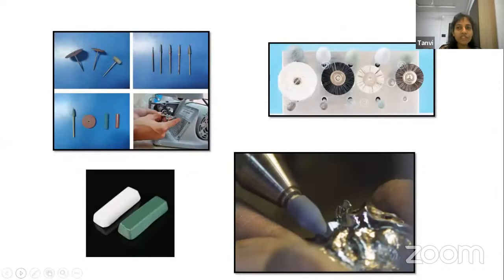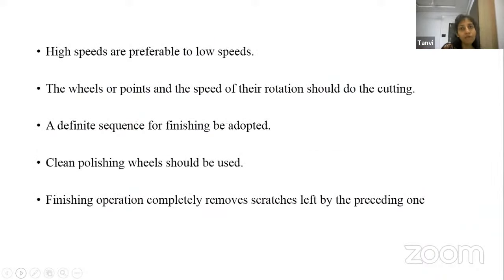These figures show various diamonds and wheels for the finishing and polishing of the framework. What you also see is commercially available cakes for the finishing procedure. For finishing, high speeds are preferable as compared to low speed. The wheels or points and the speed of their rotation should do the cutting. A definite sequence is required and clean polishing wheels are desired. Finishing operations completely remove the scratches left by the preceding one.